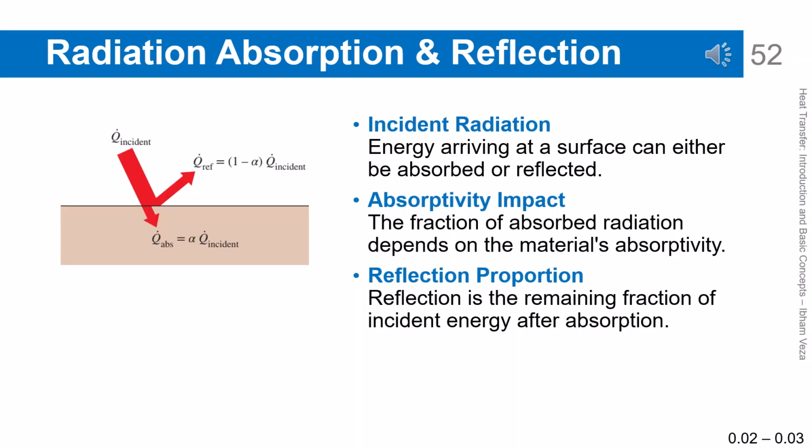Radiation absorption and reflection. When radiation strikes a surface, part of the energy is absorbed and the rest is reflected. The fraction that is absorbed is determined by a material property called absorptivity. The higher the absorptivity, the smaller the fraction of energy that is reflected. A simple balance between incident, absorbed, and reflected radiation is very important in thermal analysis. This concept is the basis for understanding radiation interaction with real surfaces.